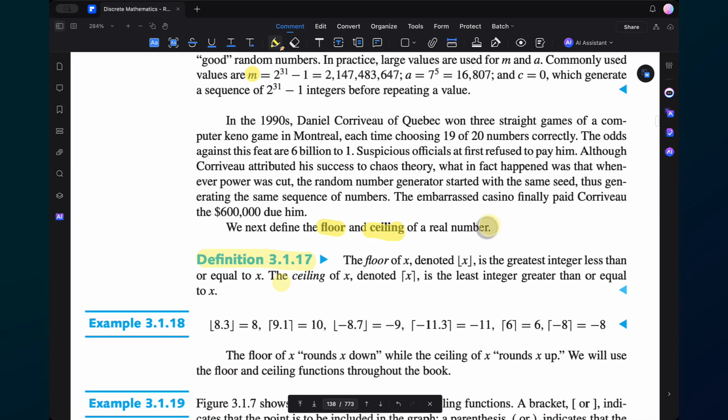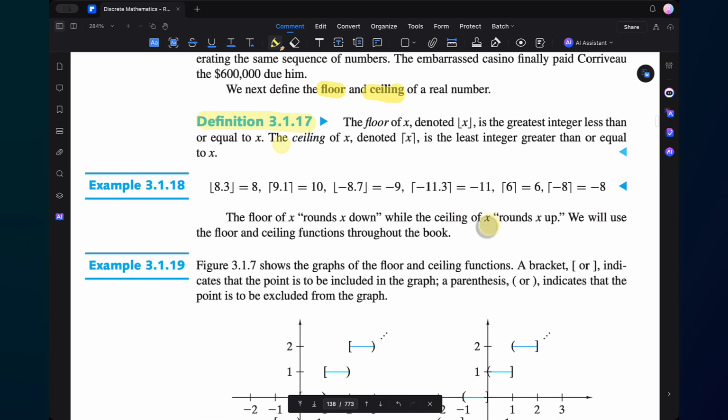Another really important pair of functions that we'll be using over and over again are the floor and the ceiling of a real number. I think we've seen this once before in this class, but the floor of X is denoted with X and then little bars on the bottom. That's the greatest integer less than or equal to X. And the ceiling of X looks very similar, except there are little bars above it. That's the least integer greater than or equal to X.